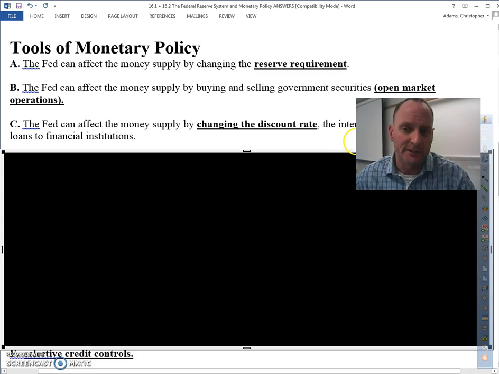So in that scenario, you would have that, and then let's say they lower the discount rate. In theory, then what you would have is an expansion of the money supply because theoretically banks would be more willing to borrow more money.